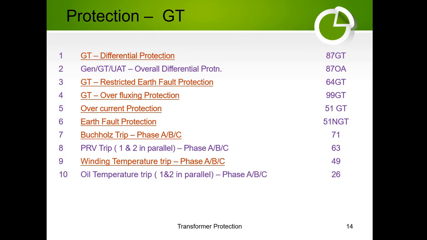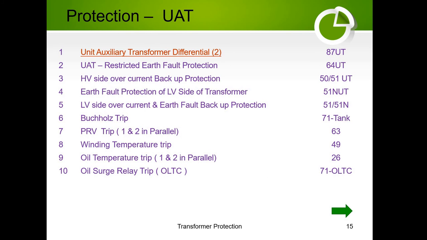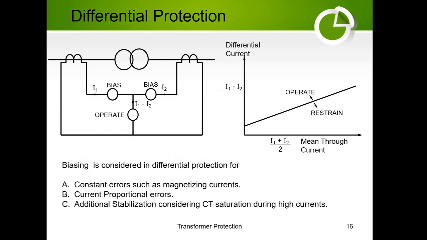GT protections: differential protection 87 GT generator, GT UAT overall differential protection, GT restricted earth fault protection, GT overfluxing protection, over current protection, earth fault protection, Buchholz trip, PRV trip, winding temperature trip, oil temperature trip. Unit auxiliary transformer: differential, UAT restricted earth fault protection, HV side over current backup protection, earth fault protection of the LV side of the transformer, LV side over current and earth fault backup protection, Buchholz trip, PRV pressure relief trip, winding temperature trip, oil temperature trip, all such trips, and differential protection.